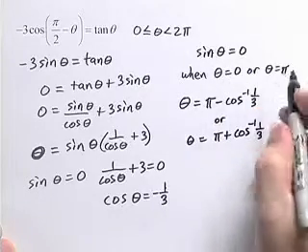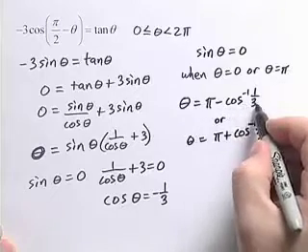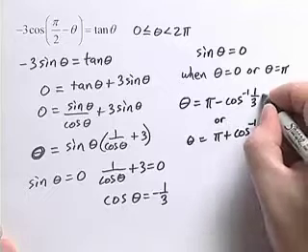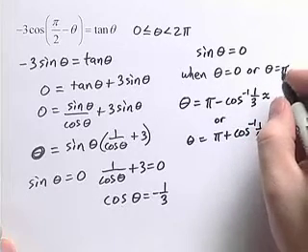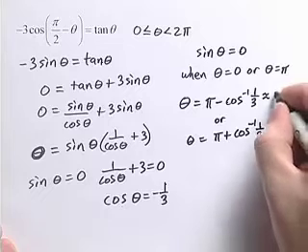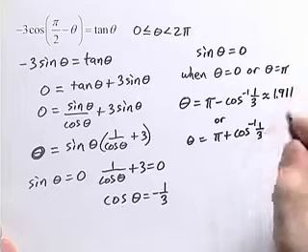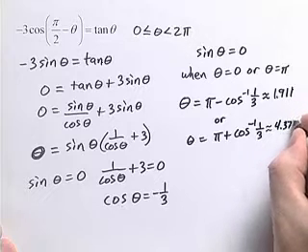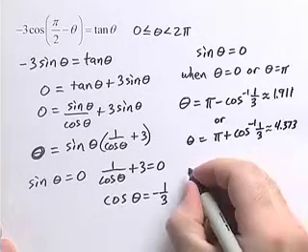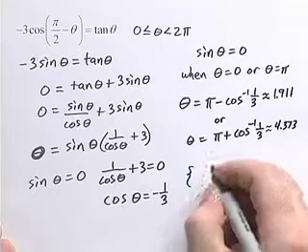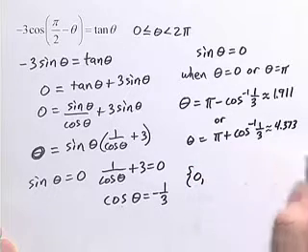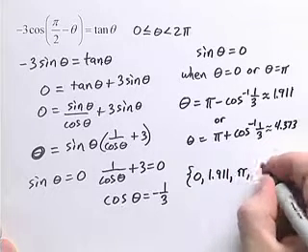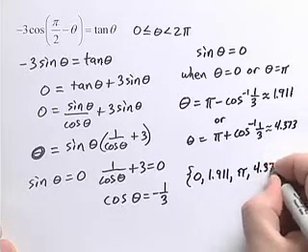Now 0 and pi, these are exact values. Pi minus cosine inverse of 1/3 is exact. It's a little messy to write that down. This is approximately equal to 1.911, and this is approximately equal to 4.373. So when we write our solution set, the solution set here would be 0, 1.911 roughly, pi, and then roughly 4.373.